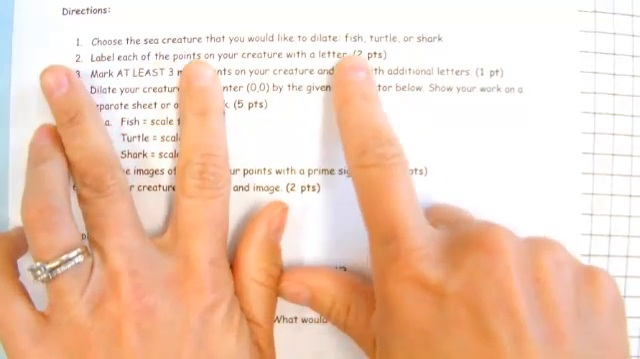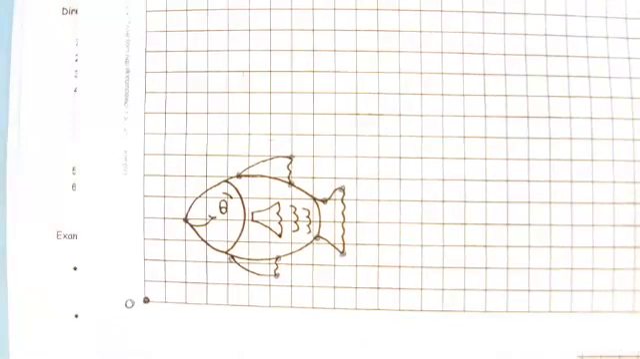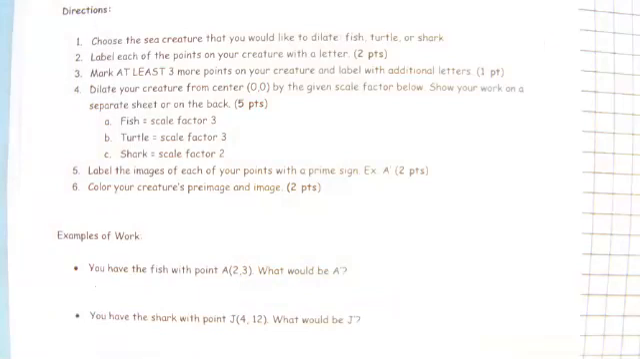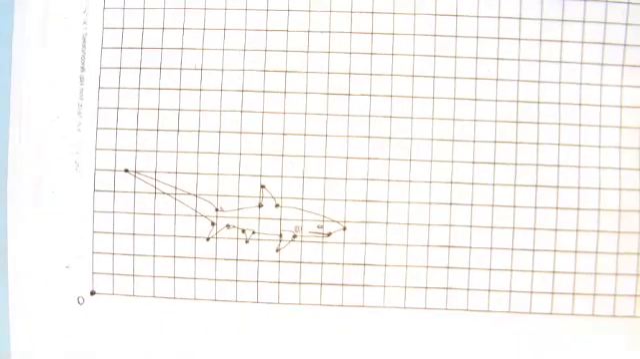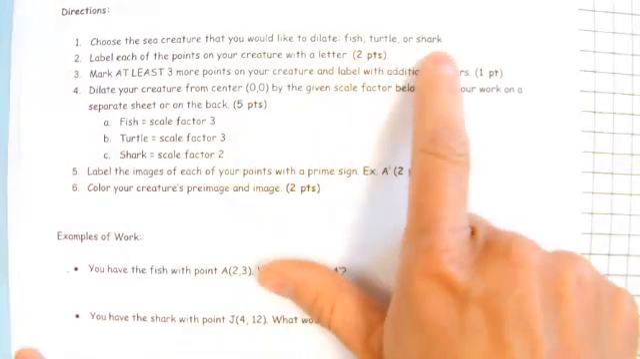Your choice is a fish, a turtle, or a shark. Here's what they look like. Here's the fish. You can choose a fish, you may choose a turtle that looks like this, or you may choose a shark that looks like this. And what you're going to do is dilate that fish, turtle, or shark.